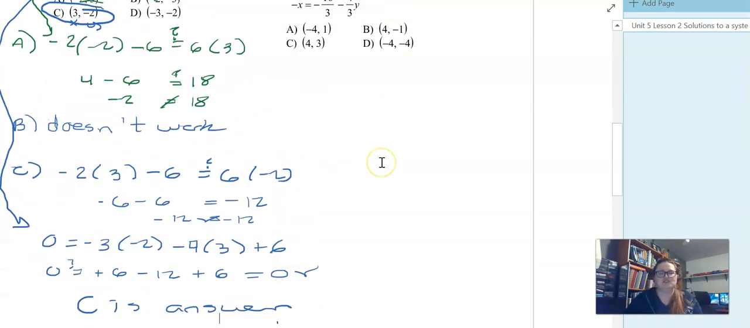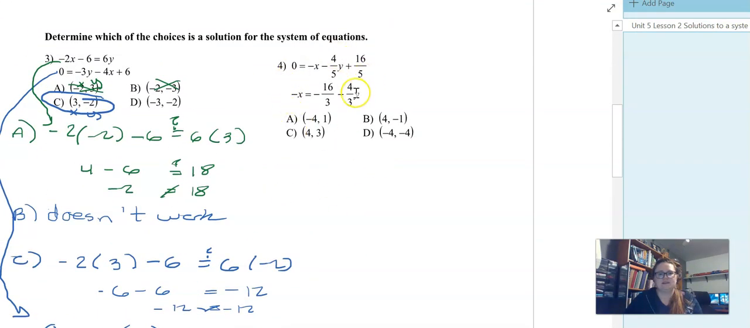All right, so let's try the second one. Oof, that's got fractions in it, doesn't it? So you'll want to pull out that calculator. And we're going to do the same process. We're just going to check each of these equations with these numbers and see if it works.